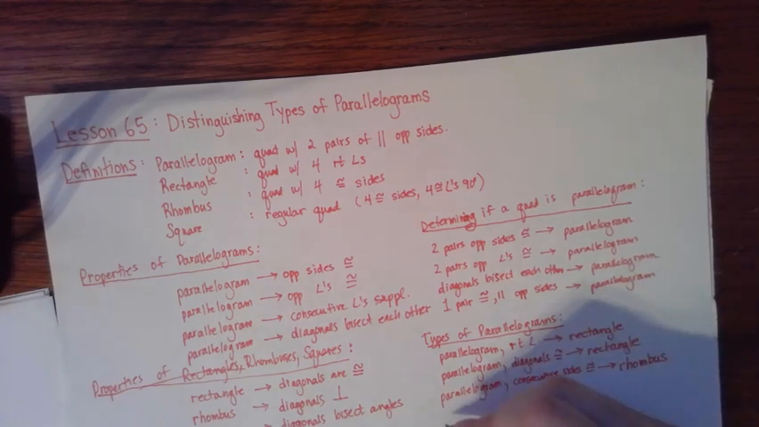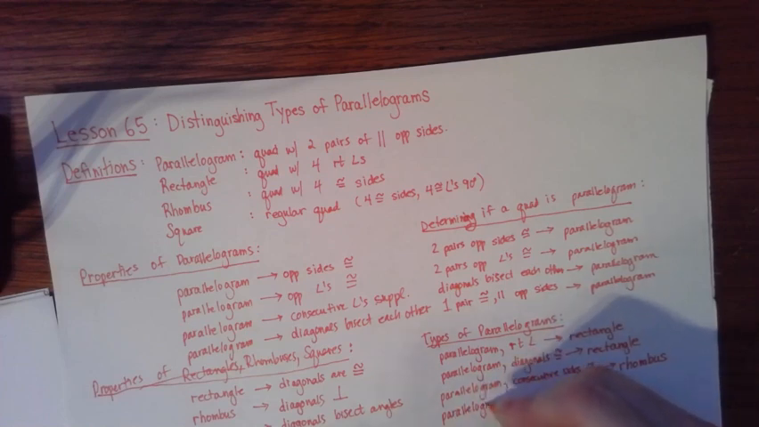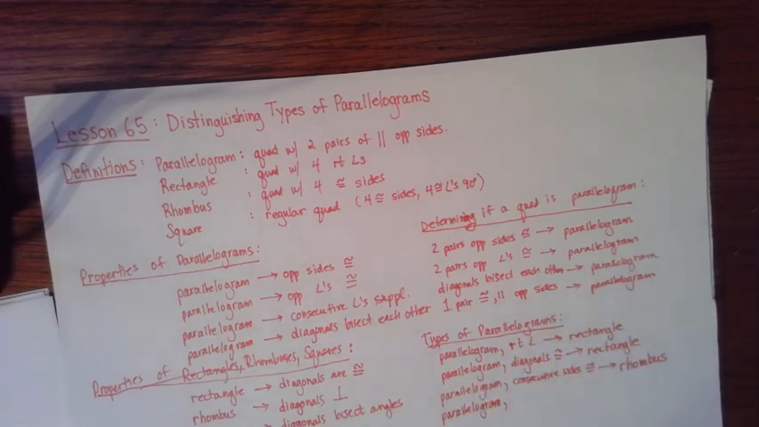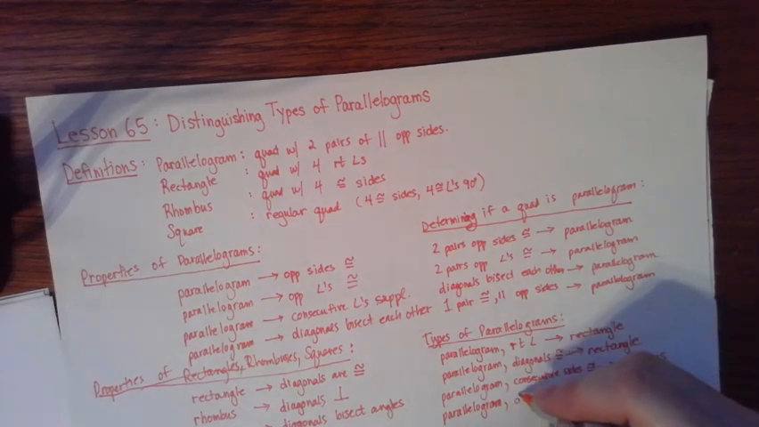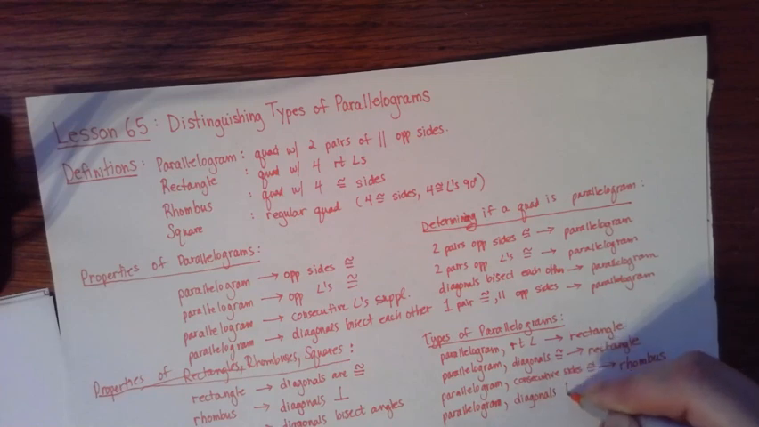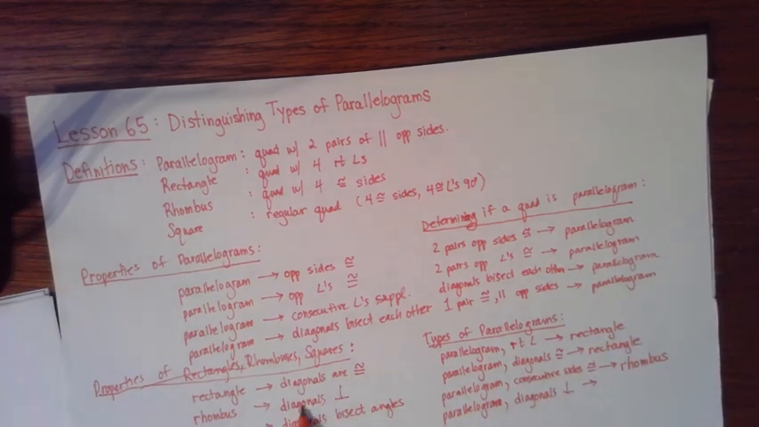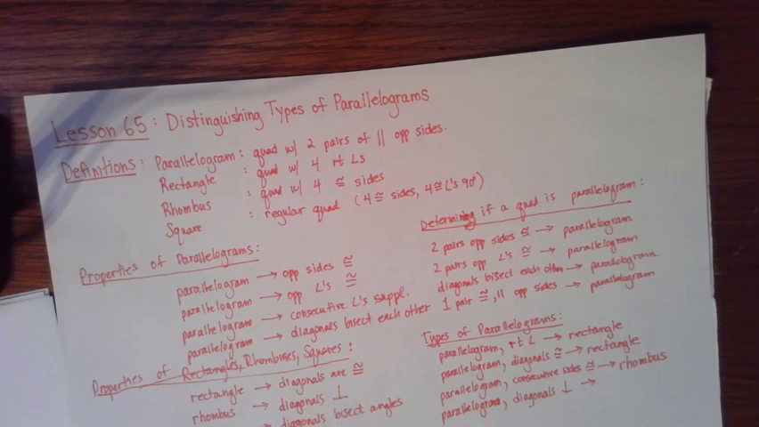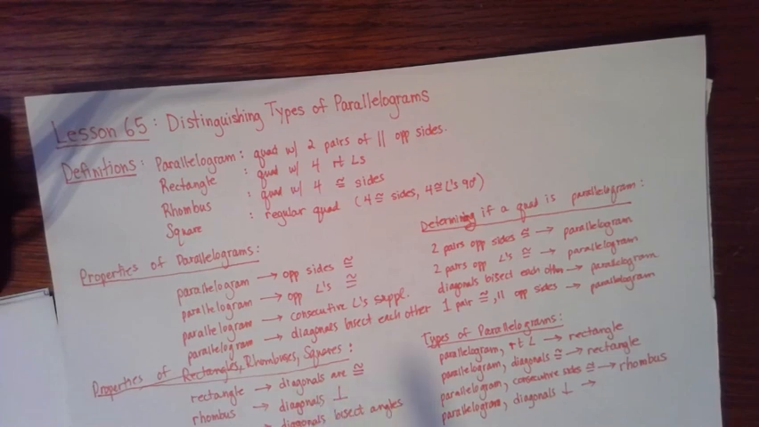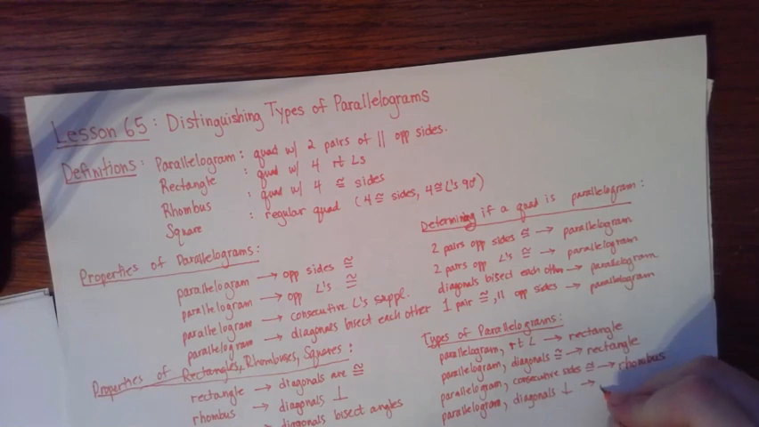If it's a parallelogram and the diagonals are perpendicular, where have we seen that before? Oh, diagonals are perpendicular. We've seen that over here. That only happens in a rhombus. This is a rhombus.